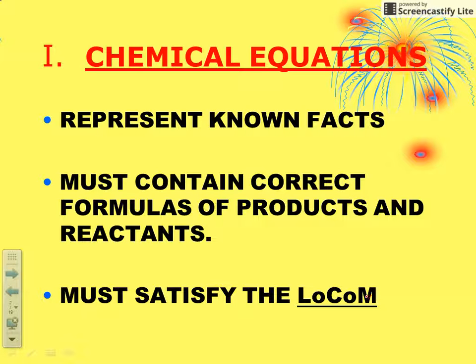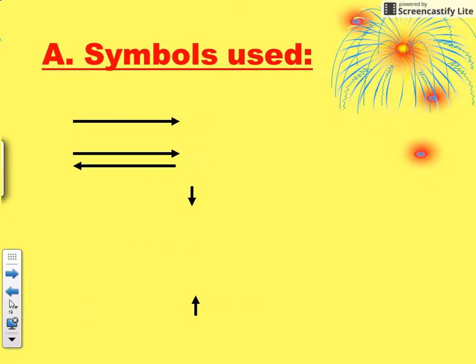The third requirement that a chemical equation must satisfy is it must satisfy the law of conservation of matter, which means, remember, matter can neither be created nor destroyed in a chemical reaction. We do this by balancing the equation. That way we make sure that all the atoms that we started with are equal to all the total atoms that we produced when the reaction occurred.